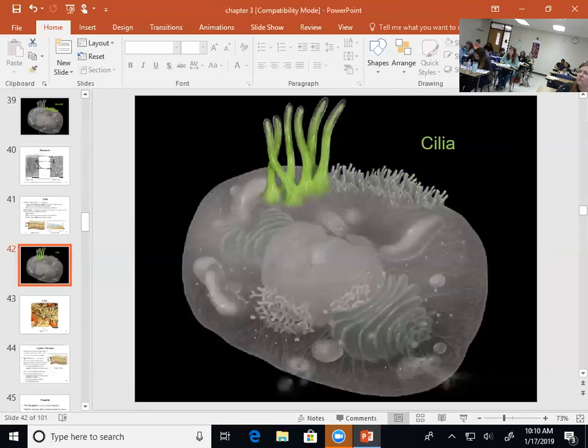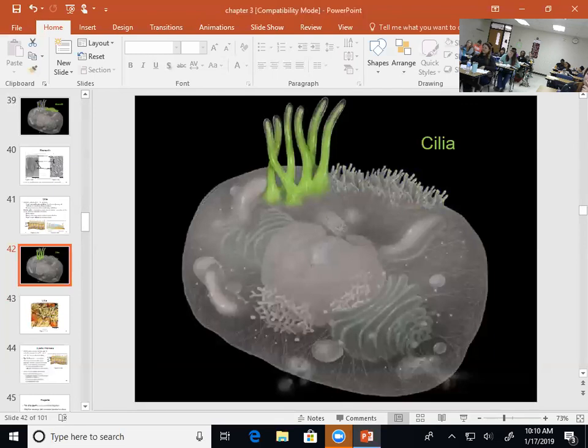Can most of our human cells move on their own? Human cells aren't moving. There's only one human cell that can move, and that's a what? Well, red blood cells are being pushed around through a liquid because of a pump, right? But there's only one human cell that can actually move and propel itself. It's a sperm.